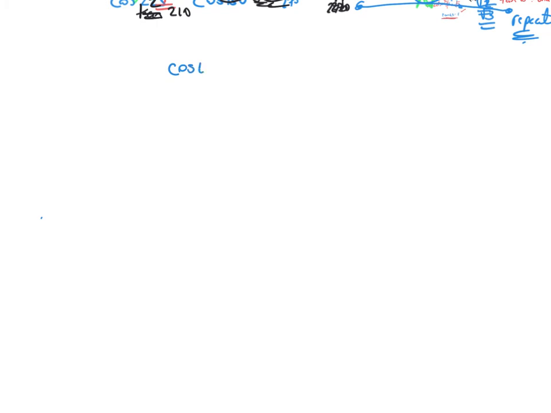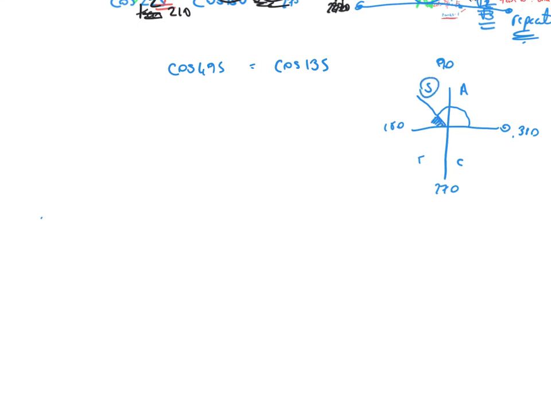What about cos 495? Take 360 off to get within range, that's 0 to 360, and that will give me cos 135. As soon as I'm within range, 0 to 360, I can get the CAST diagram. There's 0 to 90, 135. I'm in the sine quadrant, cos is negative in the sine quadrant. My acute angle is 45 degrees, cos 45 in the table is 1/√2, so that's minus 1/√2. Okay, next one.